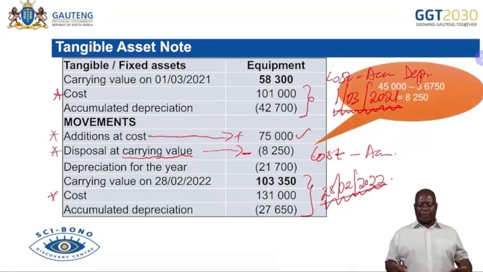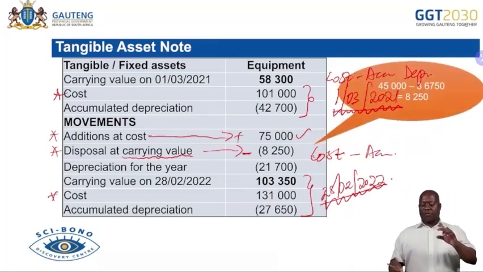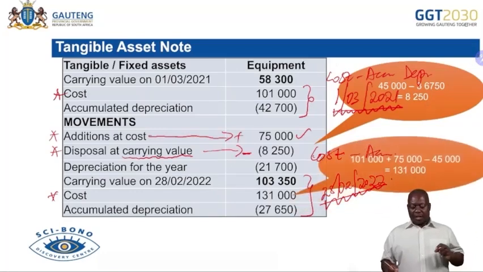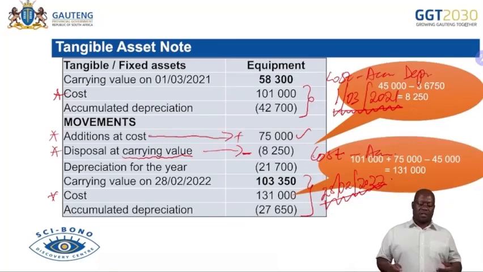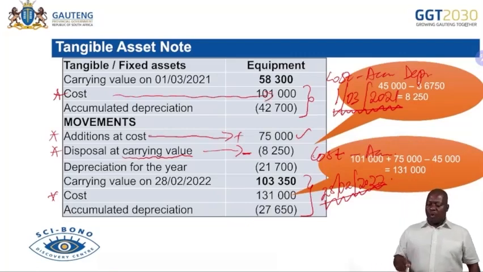So you can see what's happening here. The carrying value they are giving us is 45,000 minus that 36,750 to get our 8,250. No problem with that. And then, how do we get to the cost of 131,000? It is 101, the cost when we started. That's 101. This is the one that they are bringing first. We add additions. So there we are with our additions.